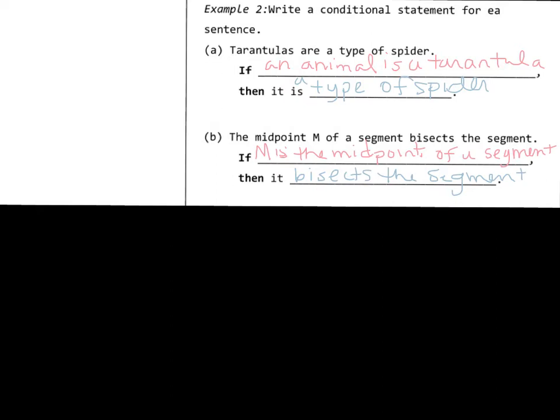So when you're writing your if-then statement, what you should be doing is you're identifying your hypothesis and your conclusion, just like we did in the last slide. So here, you know that the midpoint M of a segment, that's your hypothesis. And then your conclusion is that M would bisect the segment. So that will help you write your if-then statement. So if M is the midpoint of a segment, then it bisects the segment.